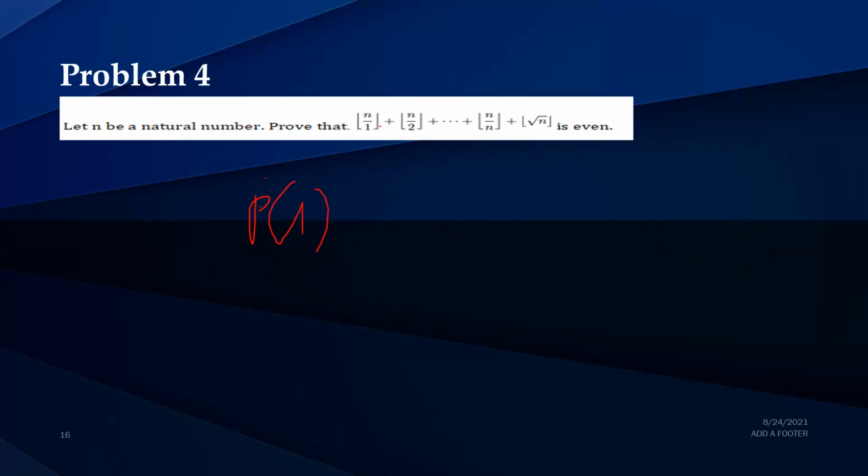So this expression is defined as P of n. And P of n is basically the sum of divisors and number of divisors of 1, which is 1. So P of 1 is true. So now we'll do the inductive step. So P of n is equal to this expression.